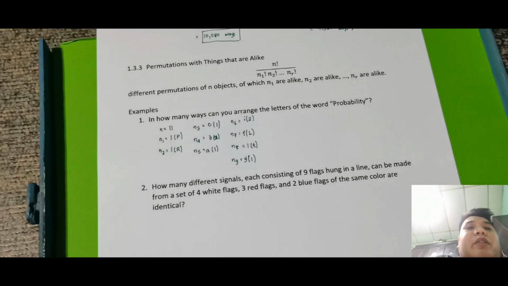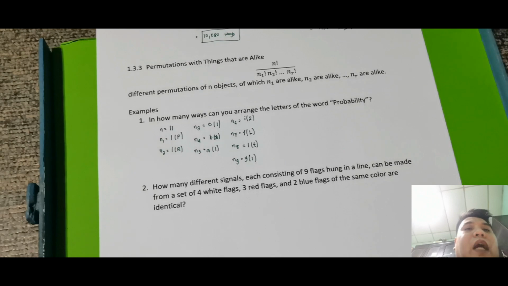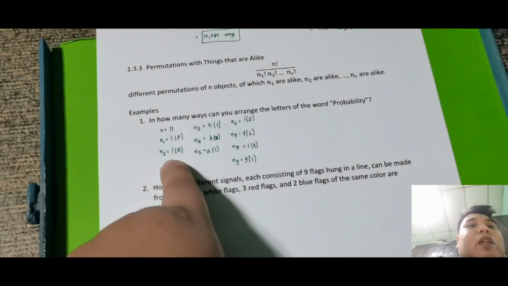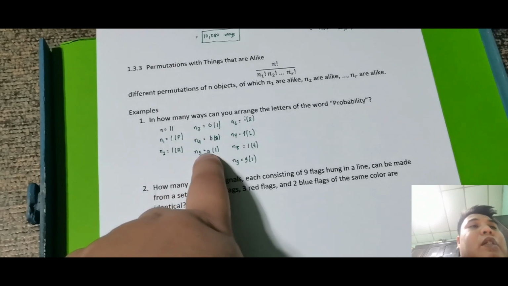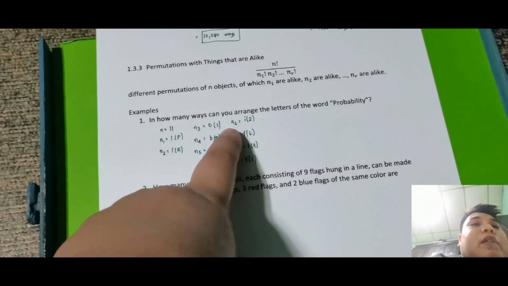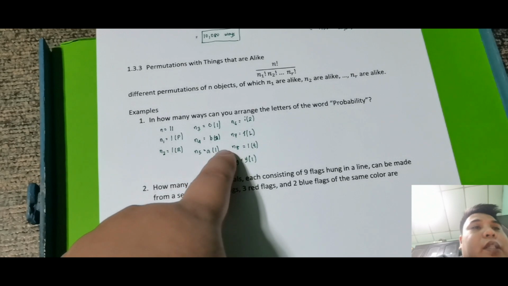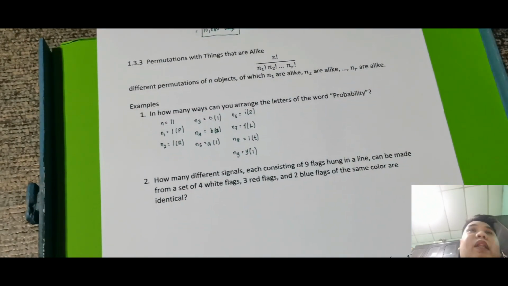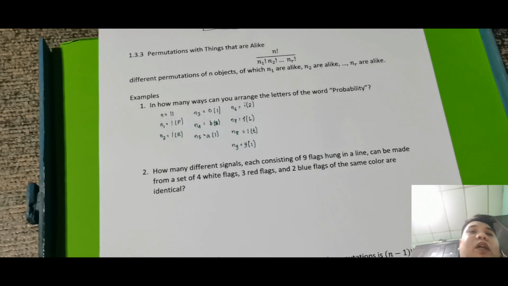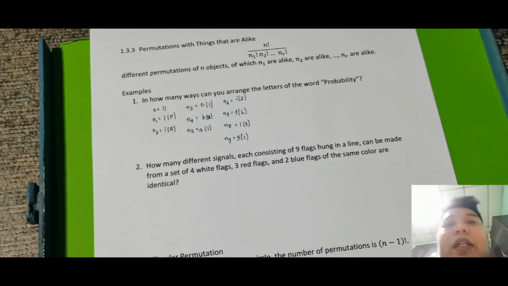So again, the letter P is 1. Sa N2, si R is 1, isang beses ko lang nakita. Si B, dalawang beses. Si O, isang beses. Si A, isang beses. Si I, dalawang beses. Si L, isang beses. Si T, isang beses. Si Y, isang beses. So ngayon, ito rin yung medyo magandang tip na rin. Kung 1 lang naman yung bilang, huwag mo nang isama dun sa ating formula. Okay, kasi ganito lang mangyayari.